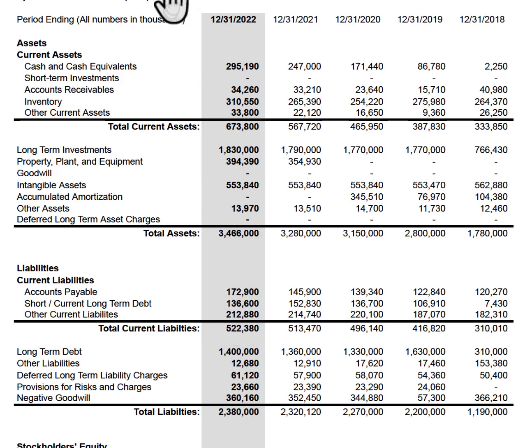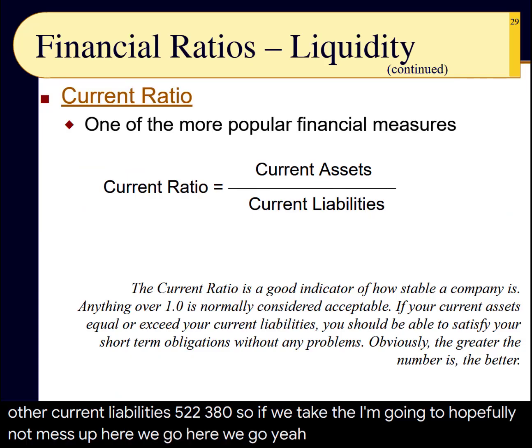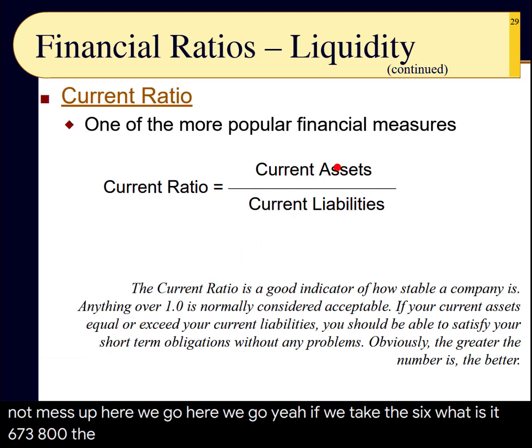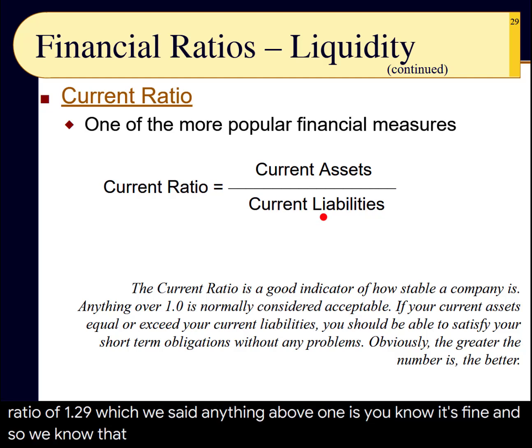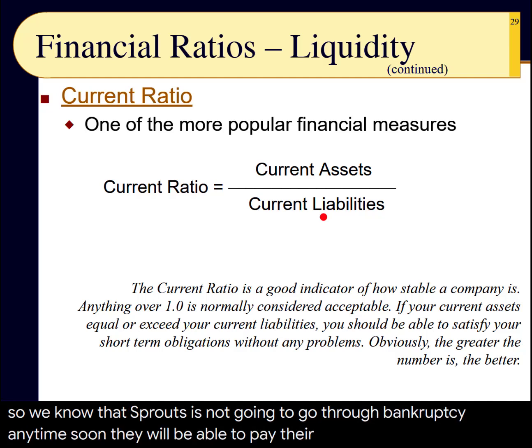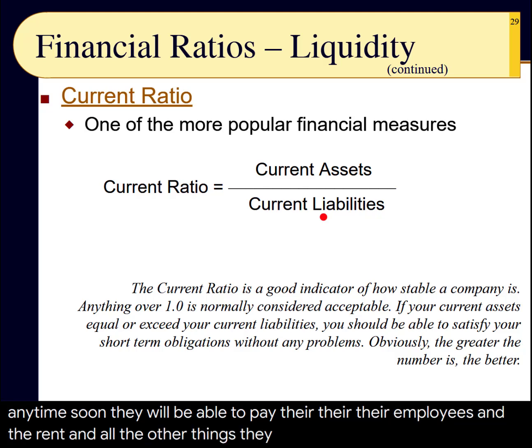So if we take the, I'm going to hopefully not mess up. Here we go. If we take the 673,800, the current assets, divided by the 522,380, we get a current ratio of 1.29, which we said anything above 1 is fine. And so we know that Sprouts is not going to go through bankruptcy anytime soon. They will be able to pay their employees and the rent and all the other things they have to pay.